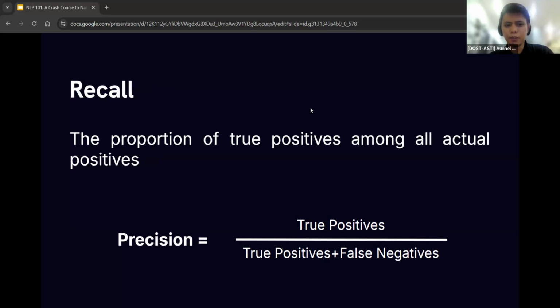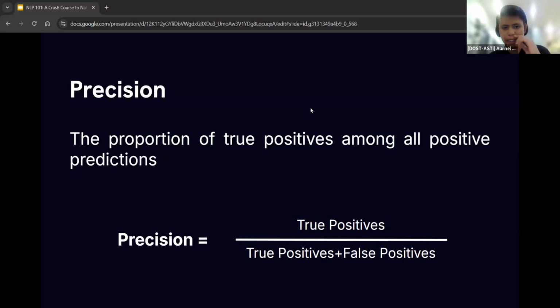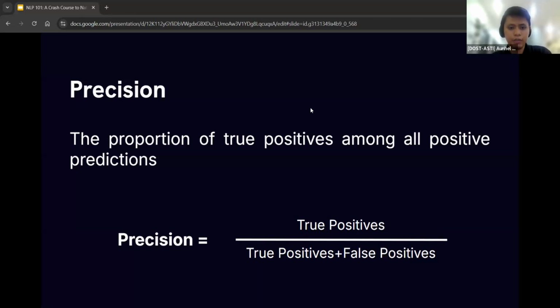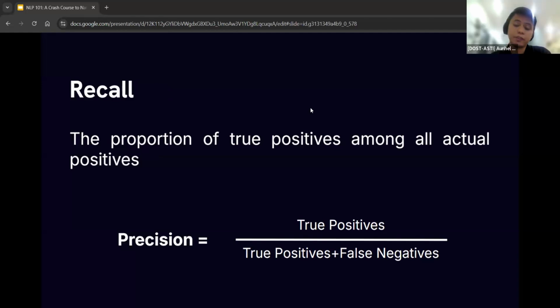For recall, the proportion naman, so balik tayo. Precision, true positives over true positives plus false positives. In this case, ang recall naman, proportion of the true positives among all actual positives. So, all actual positives would be true positives all over true positives plus false negatives. So, kanina, false positives, dito, false negatives naman sa recall.